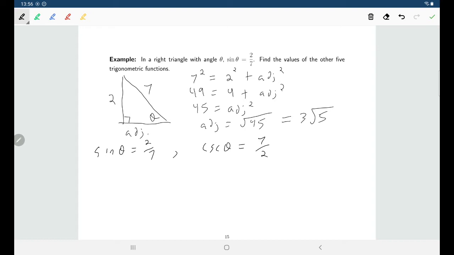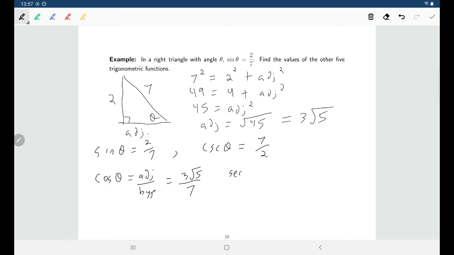So although there are 6 trig functions, really we only have 4 that we're going to need to find by ourselves, since we were given one and then the other one came kind of automatically. So we have sine and cosecant already done. Let's do cosine next. Cosine of theta, that's the adjacent side over the hypotenuse. And the adjacent side measures 3 root of 5, and the hypotenuse is 7. And that's already in simplest terms. That can't be simplified any further. Denominator is rationalized, so that's good for us.